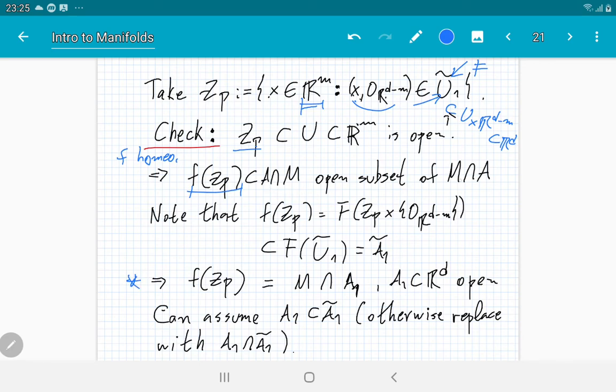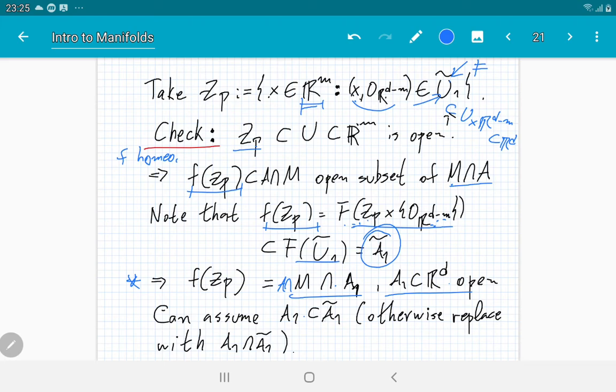So if I have an open subset of M intersection A, that's the same thing as an open subset of M. Well, this has to have the form M intersection A1, or if you like, A intersection M intersection A1, with A1 in R^g open. And I can assume that A1 belongs to A1 tilde. That's the reasoning here. F of Zp is capital F of Zp times 0, R^(g-m). This is in U1 tilde, so the image of this is contained in F(U1 tilde), that's A1 tilde.